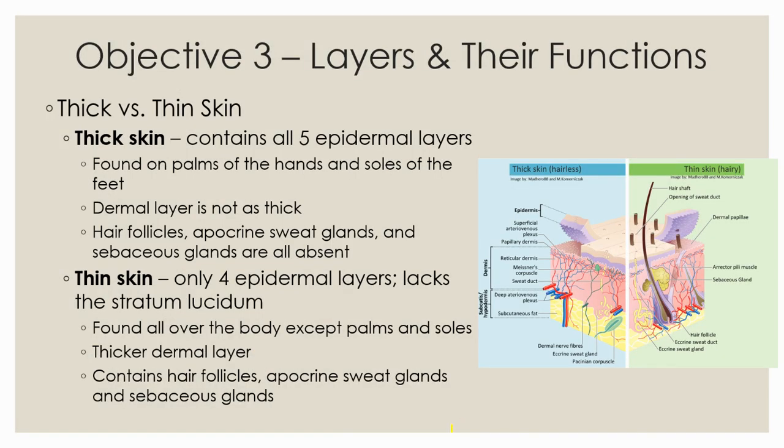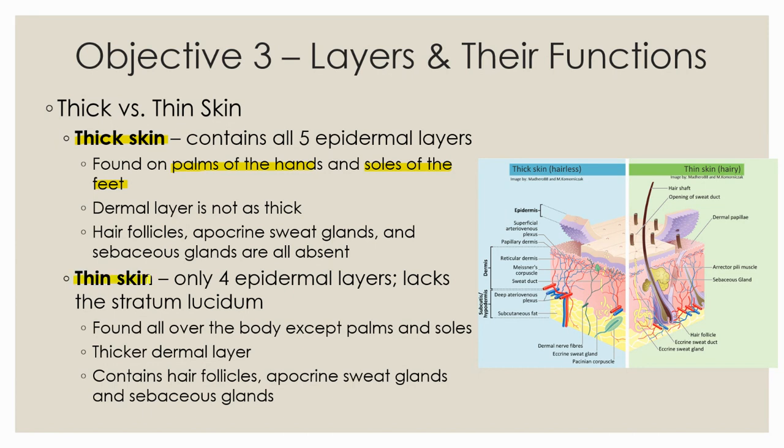Now in terms of the layers, remember that some places have 4 and some places have 5, and the places that have 5 we call thick skin. This is not in many places in the body, but it has all 5 epidermal layers. You will find it on the palms of the hands and the soles of the feet, and sometimes at the end of your digits, like at the fingertips. The dermal layer is not as thick here, but the epidermal layer is thicker. In thick skin, you will not find hair follicles, the hormonal type of sweat glands, or the oil glands. So pretty much your thick skin is hairless and not oily.